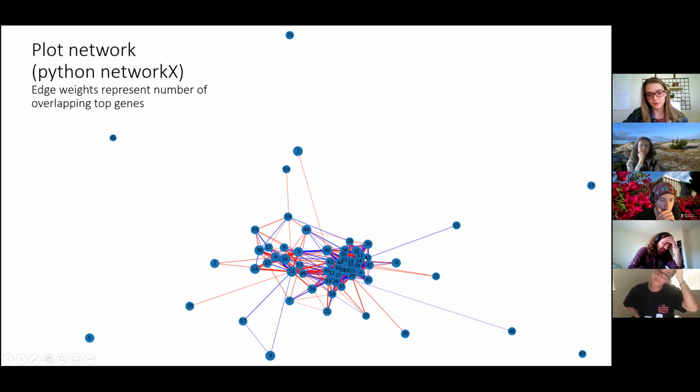I just made this plot a few days ago. I want to dive more into this and really figure out what's happening.